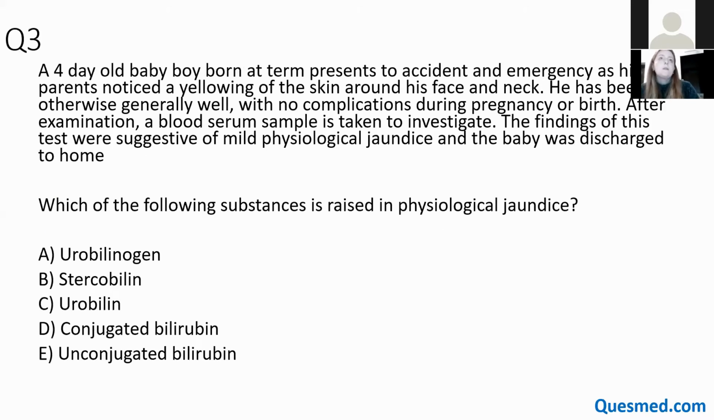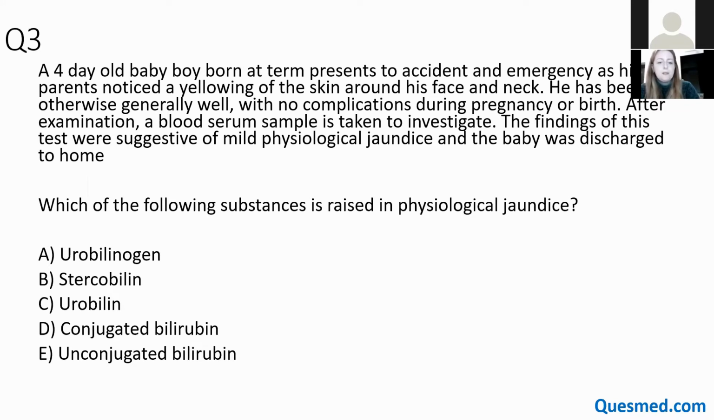Okay, so moving on to question 3. A 4-day-old baby boy born at term presents to accident and emergency as his parents noticed a yellowing of the skin around his face and neck. He has been otherwise generally well with no complications during pregnancy or birth. After examination, a blood serum sample is taken to investigate. The findings of this test were suggestive of mild physiological jaundice, and the baby was discharged to home.